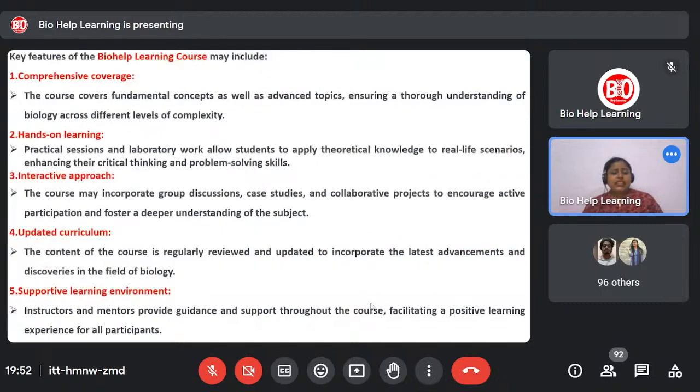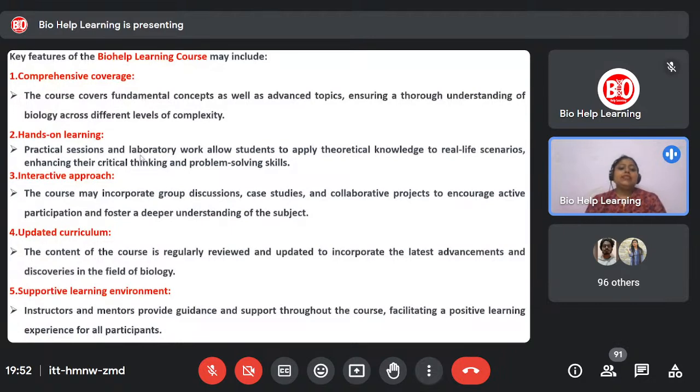Comprehensive coverage means it takes fundamental concepts from basic to advanced. Second is hands-on learning. This is a major thing which no one else will explain to you. Practical sessions are also carried out here. They will teach you the basics and give you examples of how it works, so it is easy to understand and easy to design your own work plan.